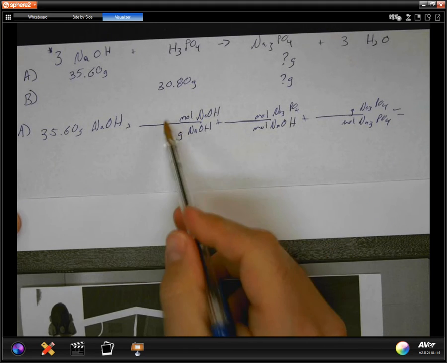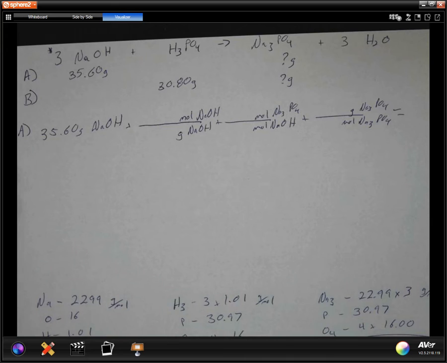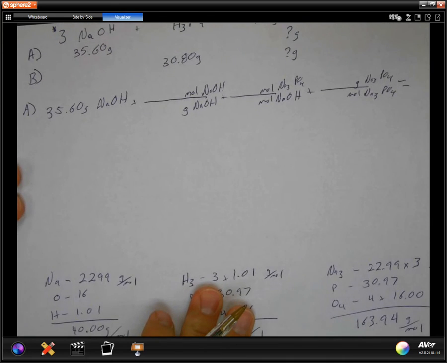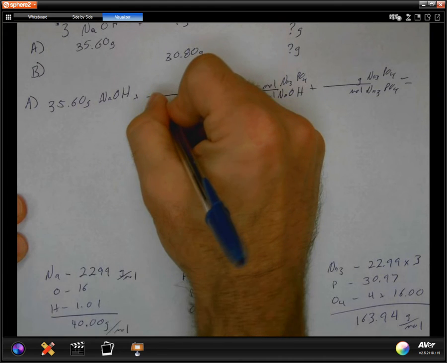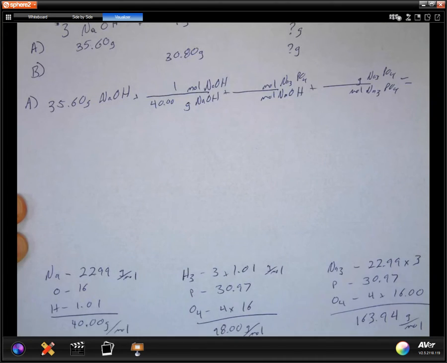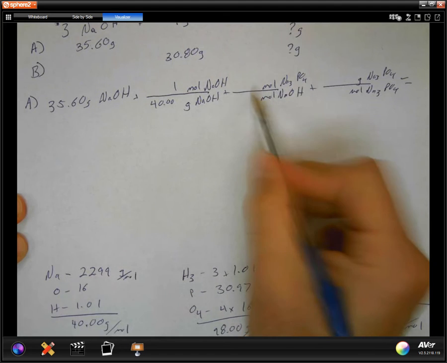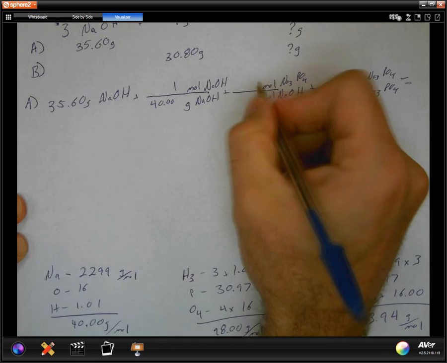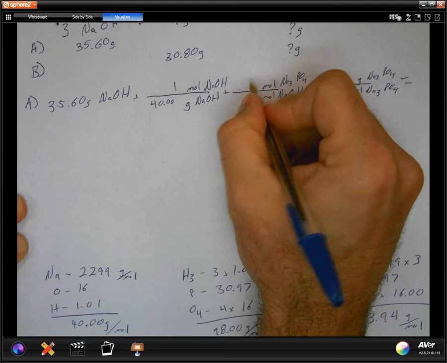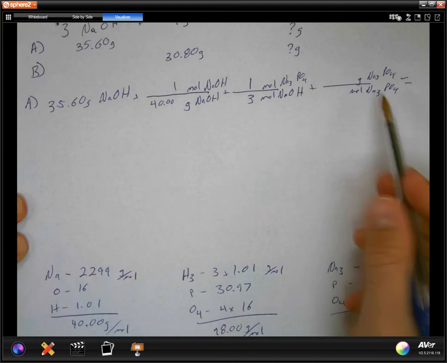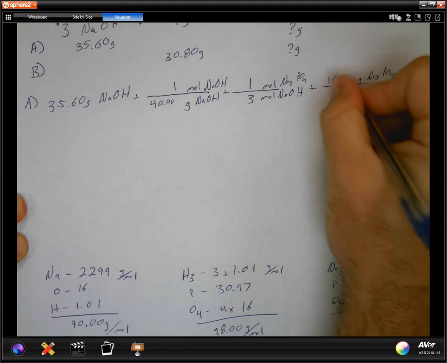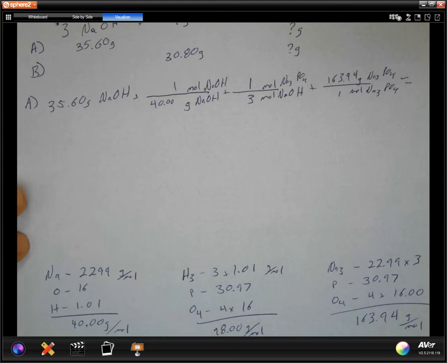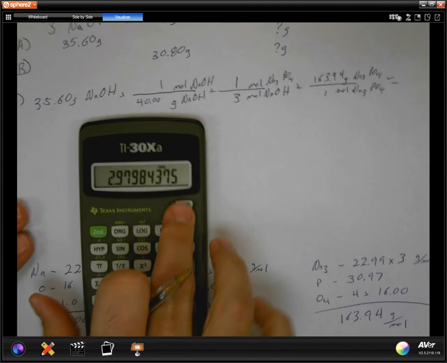Well, first of all, this is my molar mass, and I did the work down here already to save us a little time on the video. So again, the molar mass of sodium hydroxide would be 40.00 for every 1 mole. My coefficients dictate this conversion factor. It says 3 of these will make just 1 of those. And then my last mass here is found down here. 163.94 is 1.